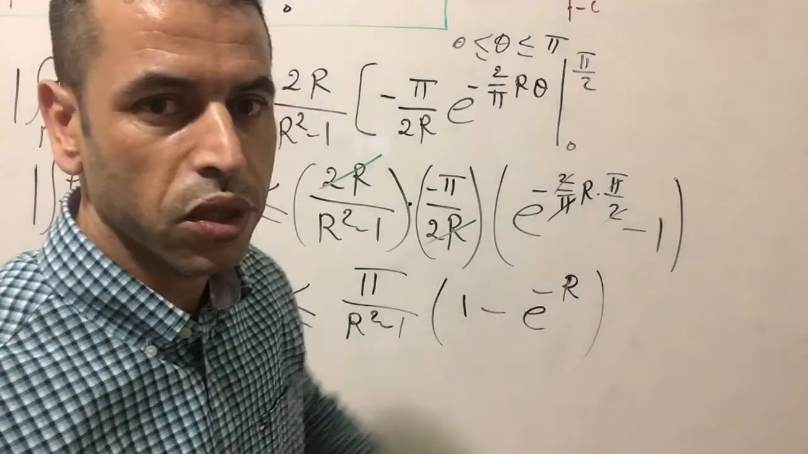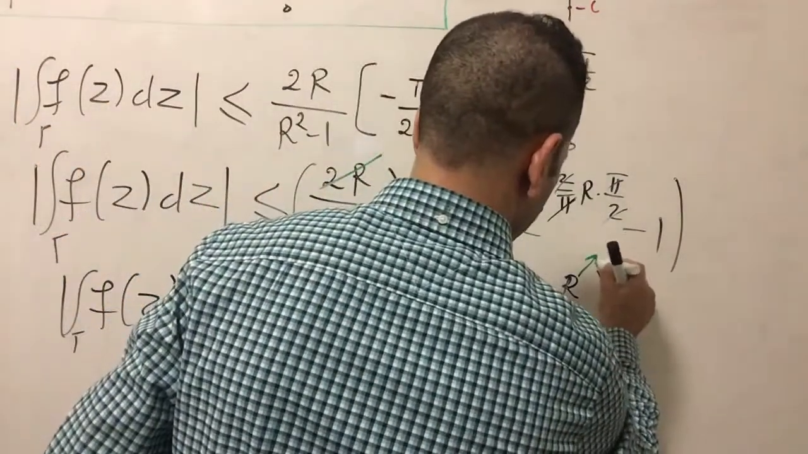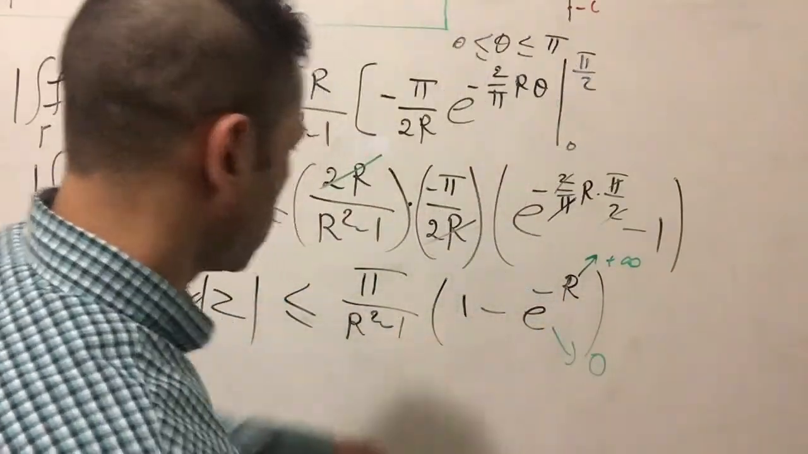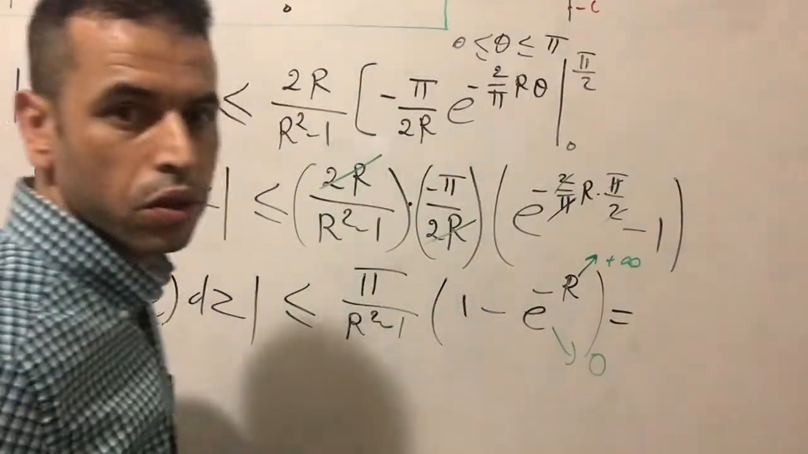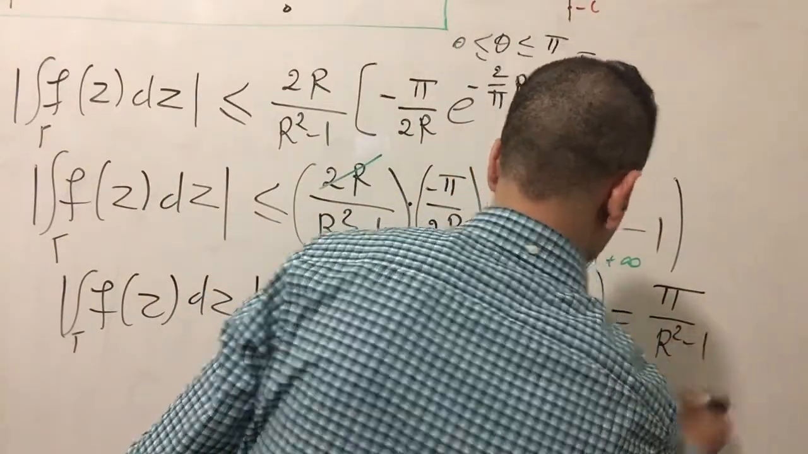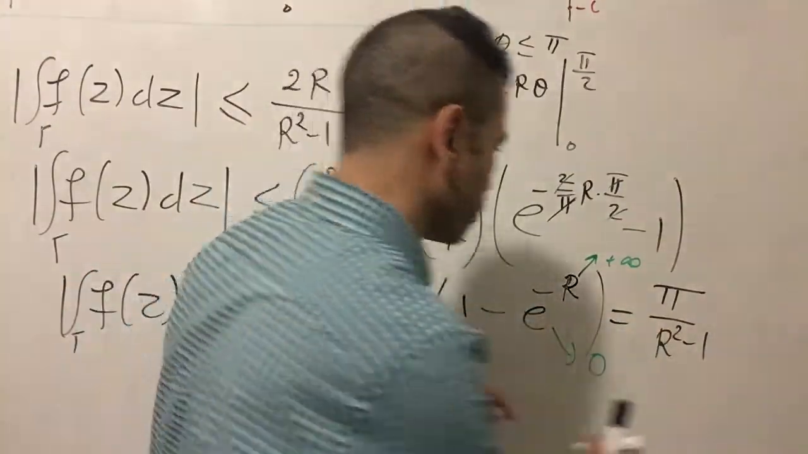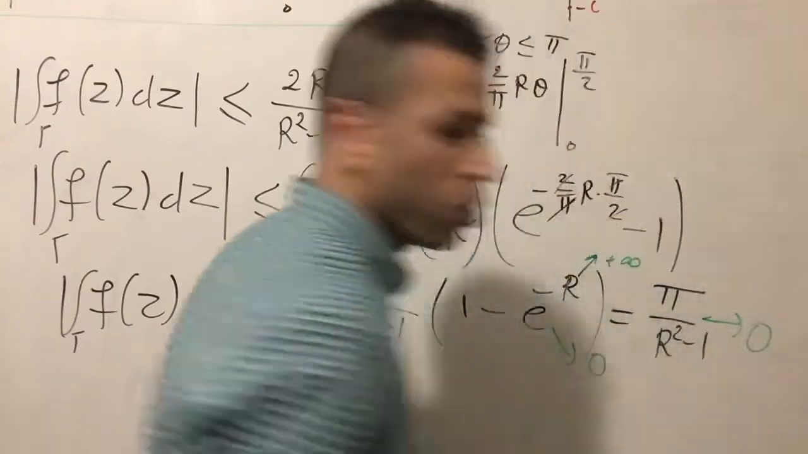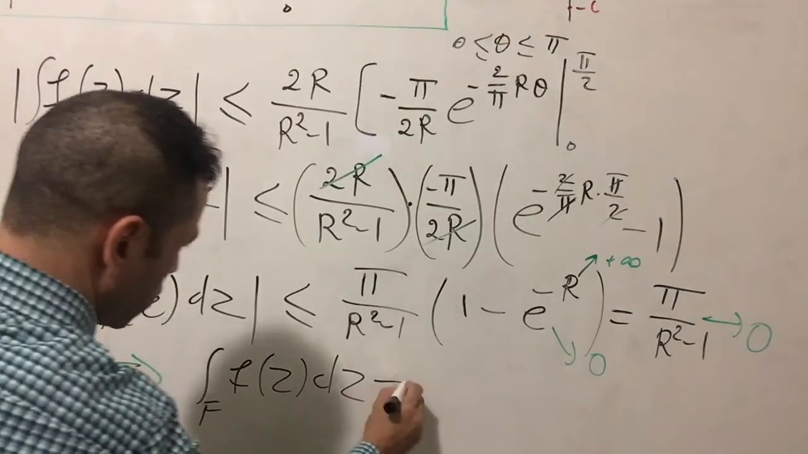Since r is going to plus infinity, the term e to the minus r will be 0. So I will have this term equal to pi over r squared minus 1. As r is going to infinity, this term is going to 0. So this term is equal to 0. Okay? This integral of f of z dz is equal to 0.